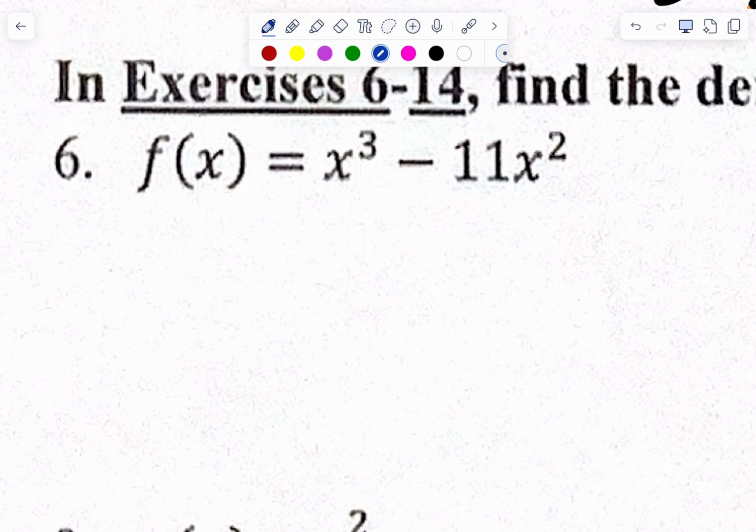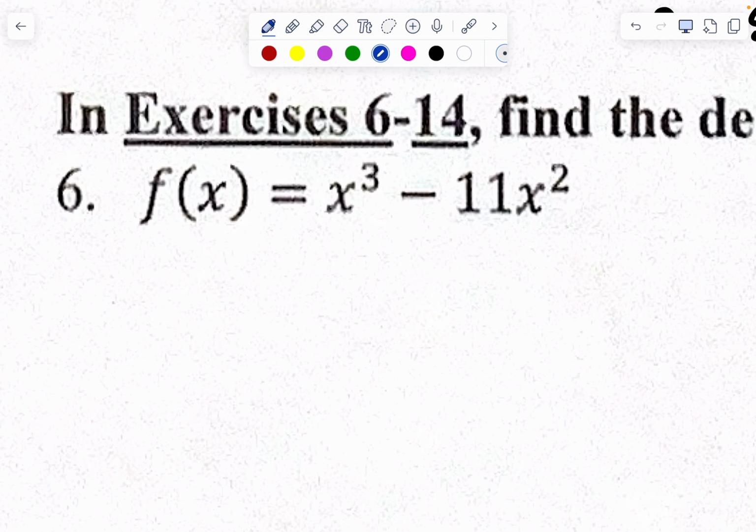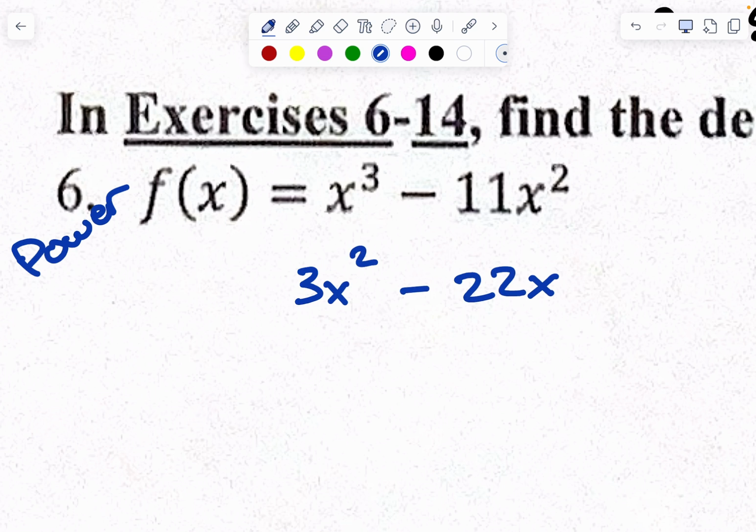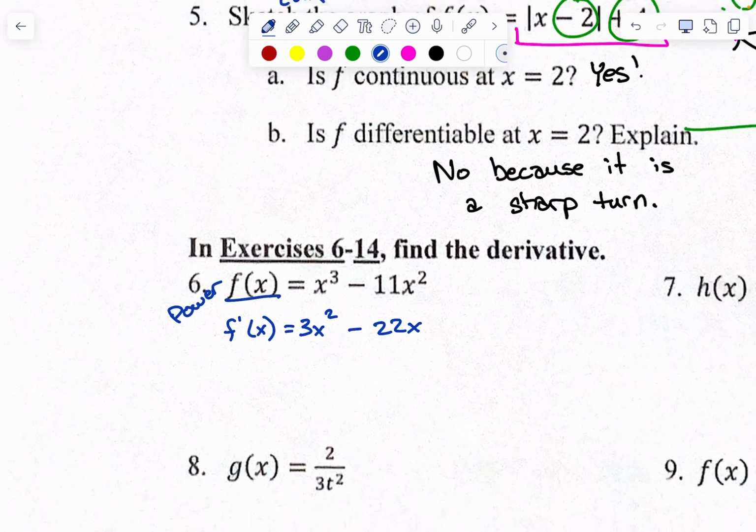So 6. Part of the whole problem is figuring out what you are going to do. What are we going to do on number 6? Power. Okay, let's do power. That was really easy: 3x squared minus 22x. By the way, if this is labeled f of x, what do we label our derivative? I get really lazy about this. It is f prime of x. So if you see that notation and they say on the test to find f prime of x, don't get confused. That just means find the derivative. Okay, that was number 6.